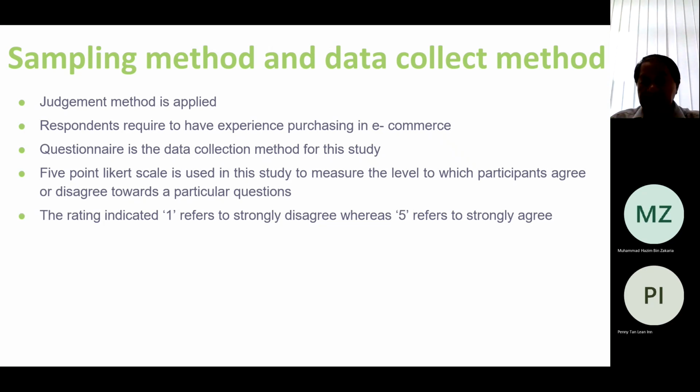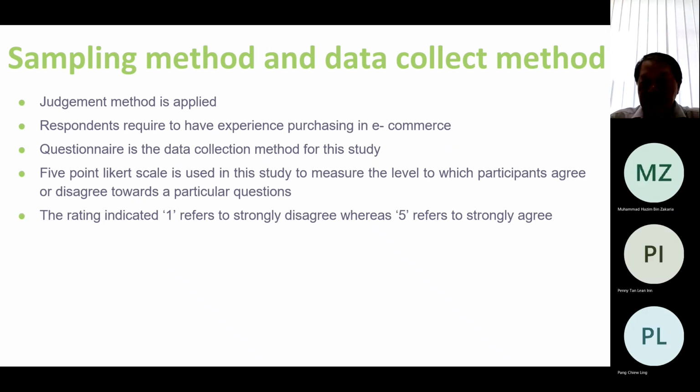And the method here, I'm using a questionnaire. A questionnaire is a data collection method. And in the questionnaire, I use a five-point Likert scale, that means 1 to 5. 1 means strongly disagree, and 5 means strongly agree.